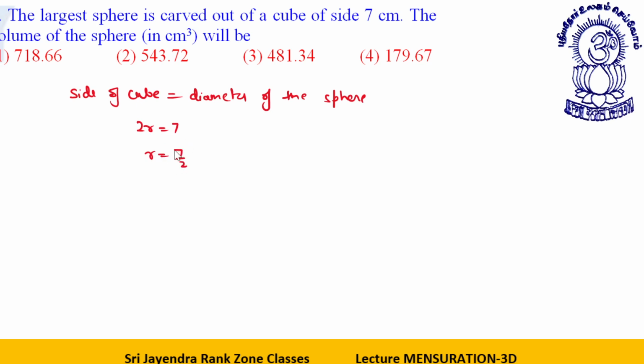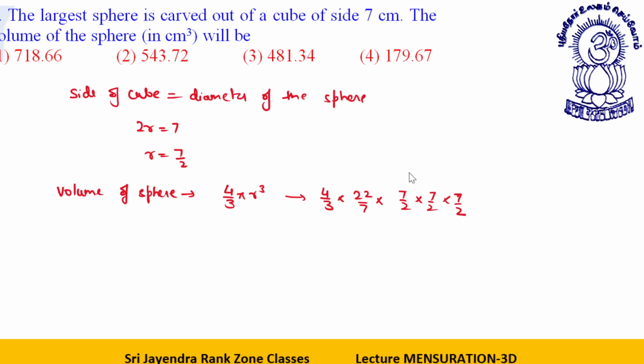Now what will be the volume of the sphere? That will be 4 by 3 pi r cube. So what do I get? 4 by 3 into 22 by 7 into 7 by 2, 7 by 2, 7 by 2. See what you can cancel. One 7 with one 7. 2 and 22 cancel to give 11. 2 and 2 are 4, 4 cancel. Finally you are left with 49 into 11 by 3.